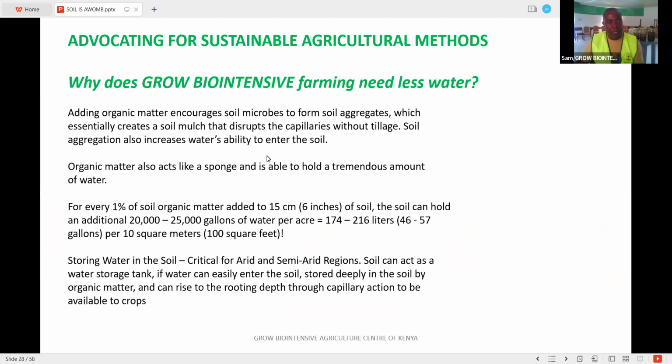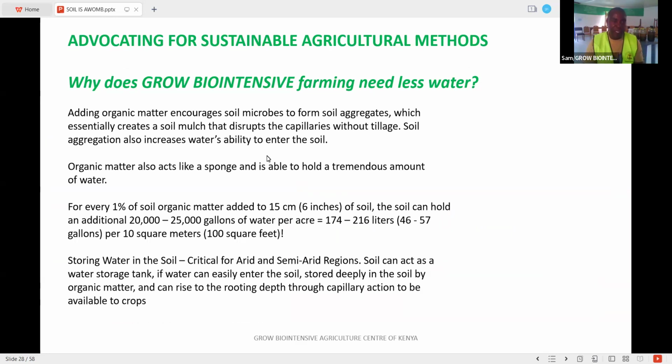So we advocate for good, sustainable practices. And one of the practices that I know that is very good is called biointensive farming. And this system needs less water. It is not like the conventional way of farming. It needs less water because we keep on adding organic matter.